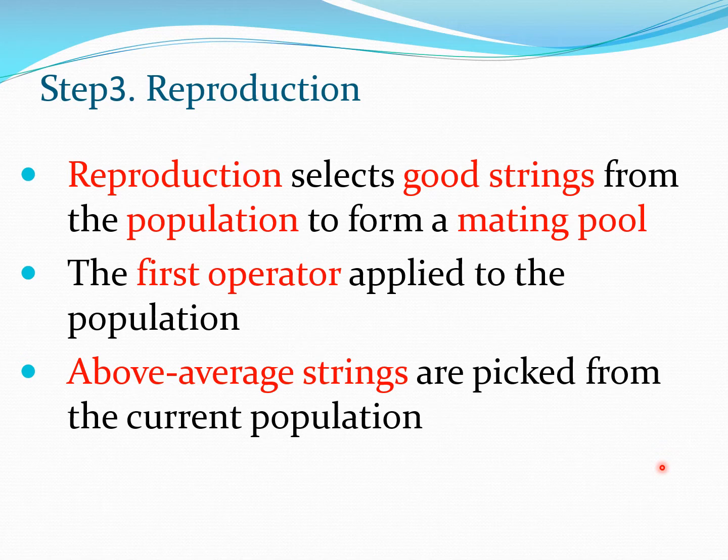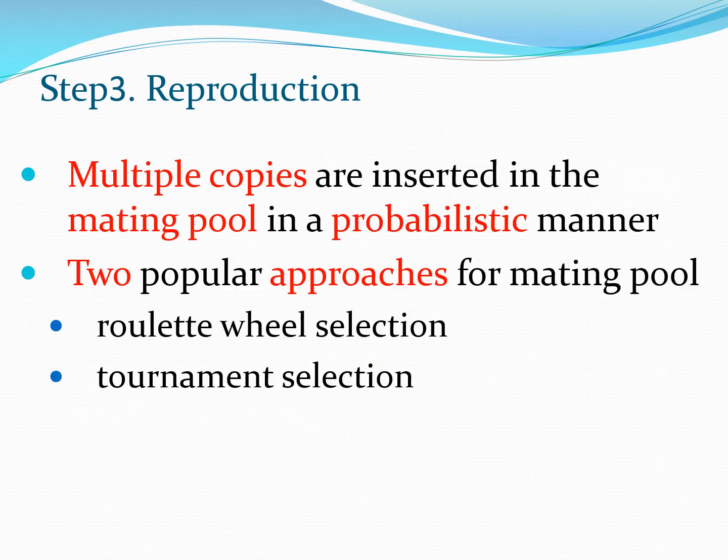So essentially this process which we are going to discuss today is known as reproduction, and reproduction selects good strings from a population to form a mating pool. This is the first thing which we do on the population, and just like in natural societies, the better strings are picked from the current population and they are earmarked for reproduction. So multiple copies of these better strings are inserted in the mating pool, and this is accomplished in a probabilistic manner, which we are going to discuss next.